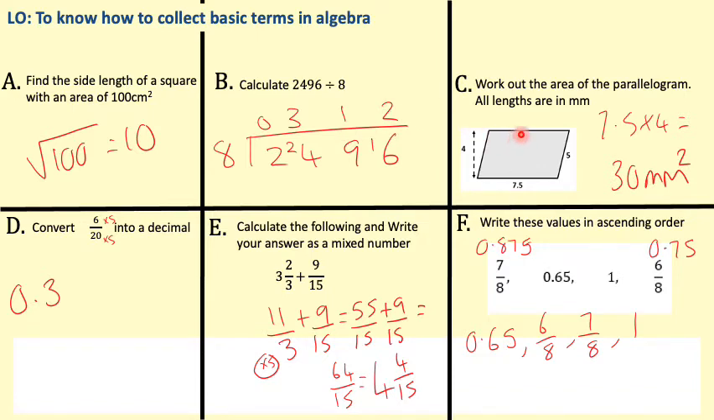The area of the parallelogram, we do base times by perpendicular height, not this number here, if that's what you've done. We're given that it's millimeters, so our answer for the area is going to be millimeters squared.